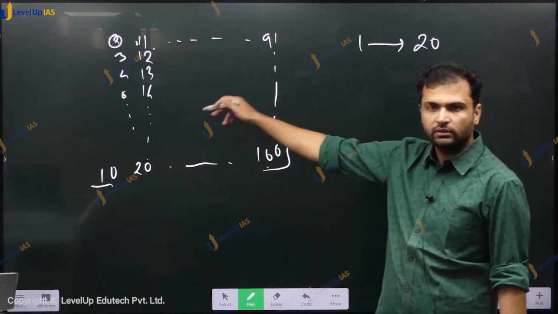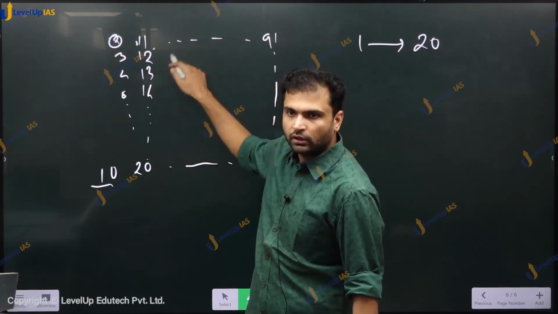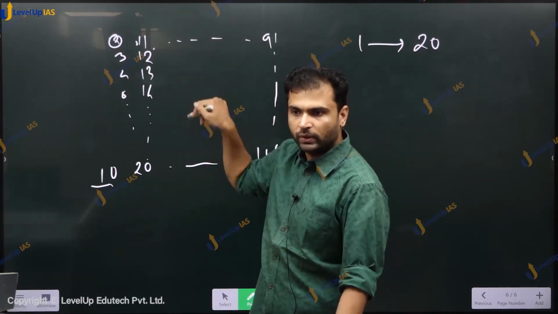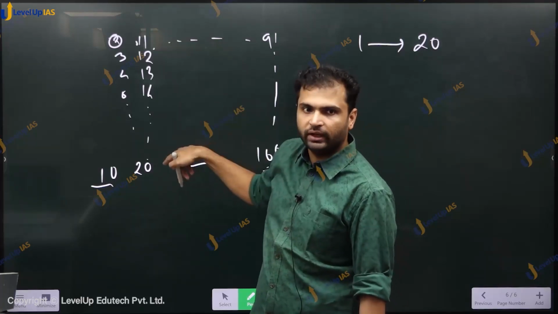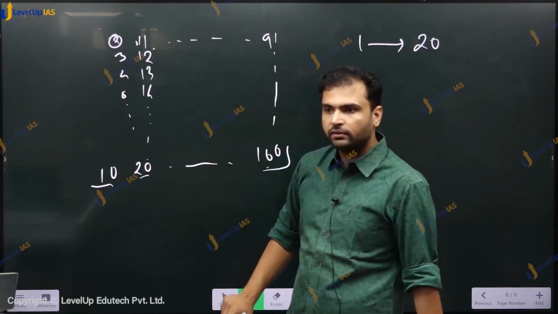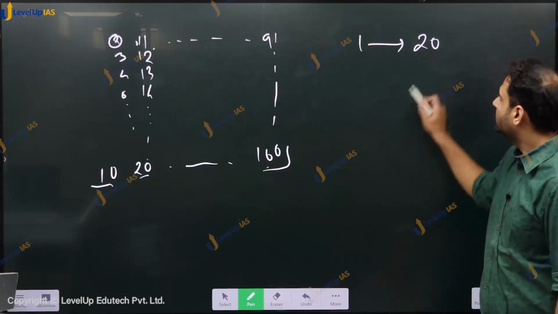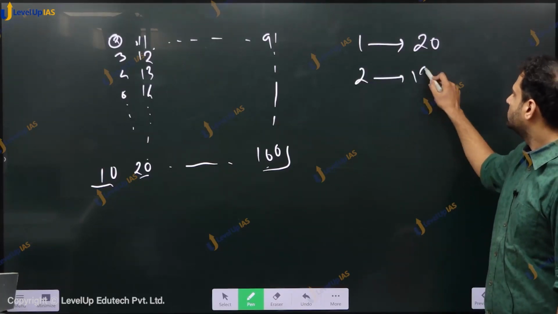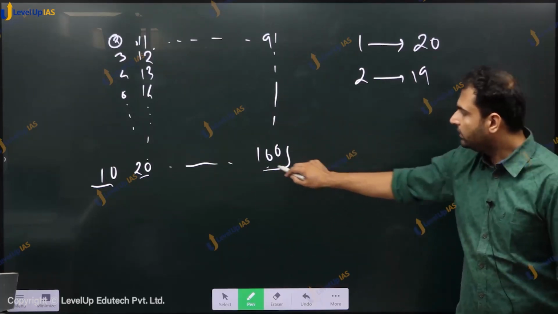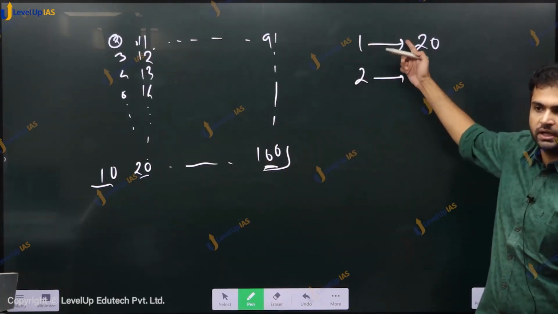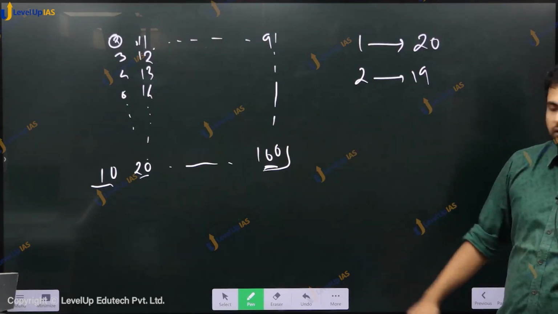So 2 comes 9 times here, and vertically in 21, 22, 23 there 2 would come. It will come 9 times from 21 to 29, plus once in 20. So the total is 19 times. Why is 1 coming 1 extra? Because we have 100. Because of 100 it is coming one extra. Otherwise that also wouldn't come 20 times, but now there is 100.